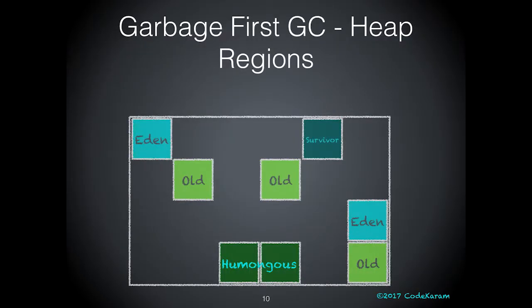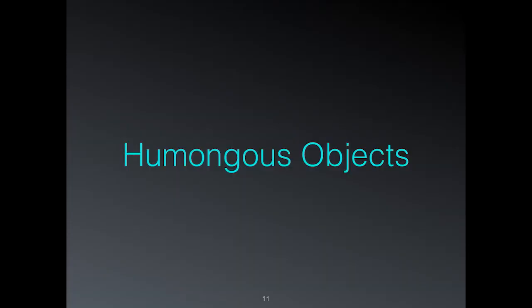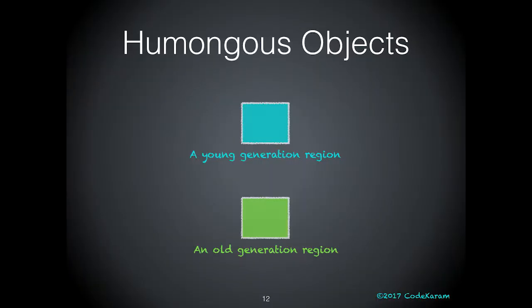So in the same bland graph, or the drawing earlier, I put some color in. This is just for explanation purposes. You see we have 2 Edens, 1 survivor. There's a contiguous humongous region right there at the bottom. And then we have 3 old regions. So like I said, at any given time, your occupied regions could be from any generation, so to speak. So let's talk about humongous objects.